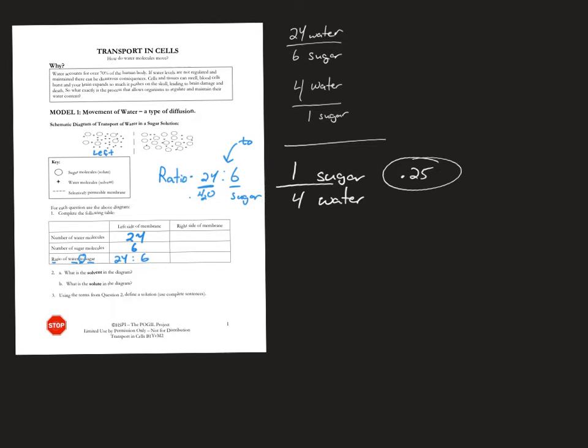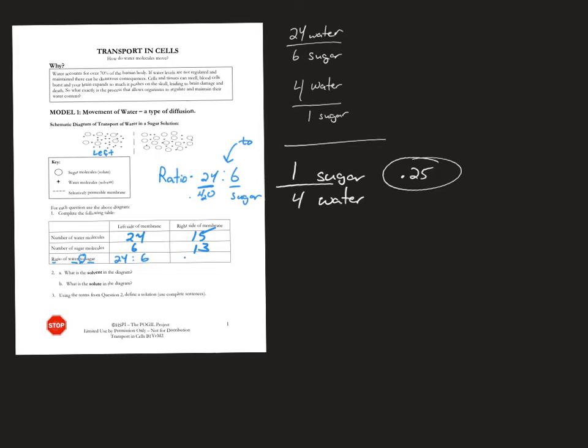And then if you did the same here on the right side, I'm going to go ahead and do it then. 1, 2, 3, 4, 5, 6, 7, 8, 9, 10, 11, 12, 13, 14, 15. You have 15 on this side, but then how much water do you have? 1, 2, 3, 4, 5, 6, 7, 8, 9, 10, 11, 12, 13. 13.